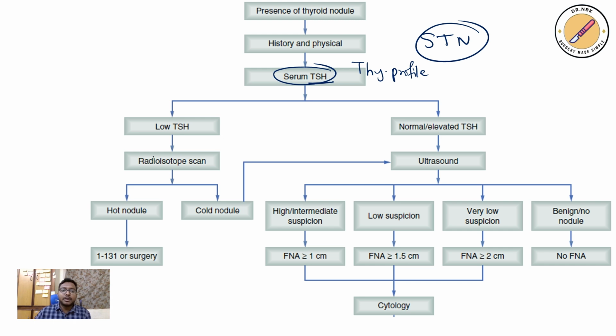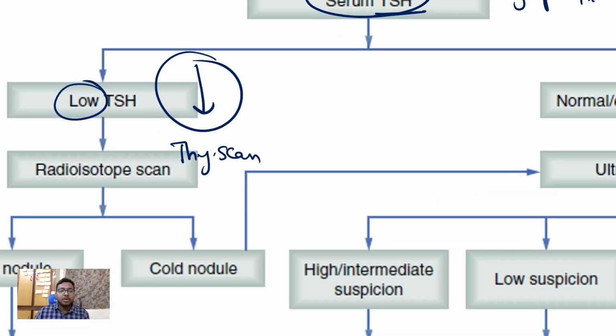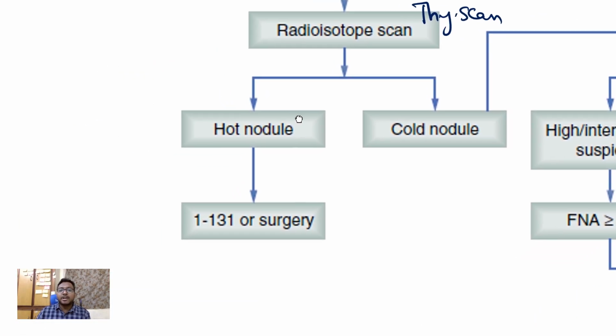So let's say, for example, the patient has got a decreased TSH. What do you mean by that? It means that patient is in hyperthyroidism. So according to the protocol, you should go for radioisotope scan. That is nothing but thyroid scan. You can use iodine 123 or even technetium 99.